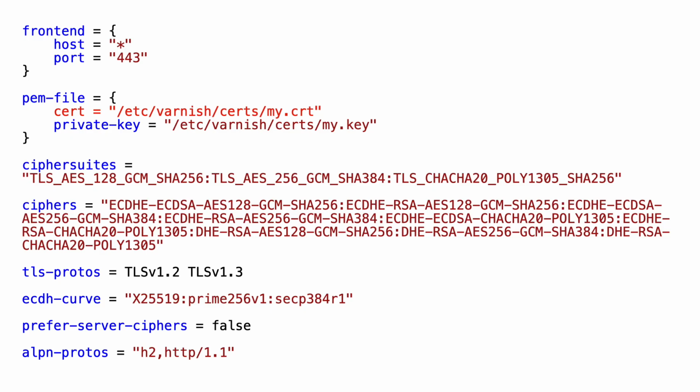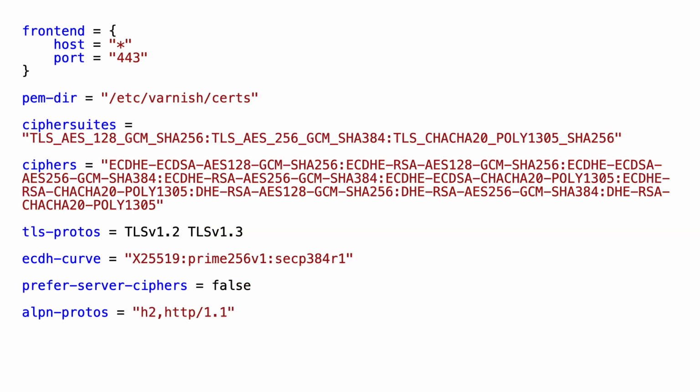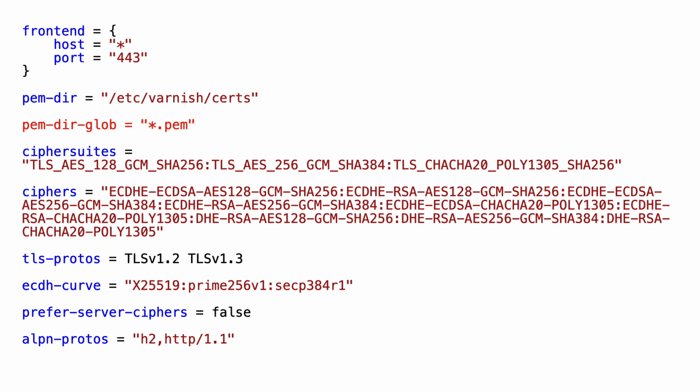In this example, we're splitting the location of the certificate and the private key, but you can combine them in a single directive. If you want to load multiple certificates from a directory, you can omit pem-file and replace it by pem-dir, which will actually scan the full directory. If you want to limit the files that are loaded using a glob pattern, you can use pem-dir-glob and specify, for example, *.pem to only load PEM files.